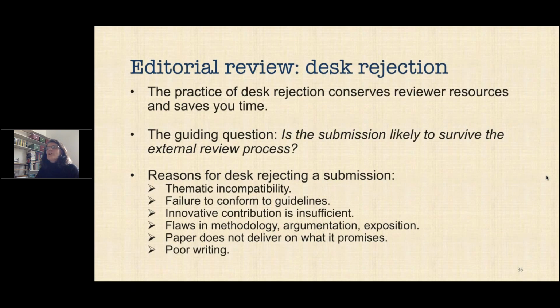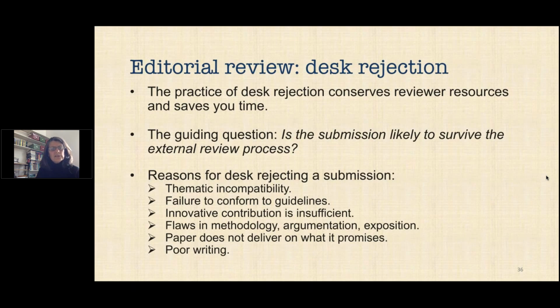So why do we desk reject papers in this way? Well, for two reasons. It saves everybody's time. It saves you time. You don't want to be waiting for 3 or 4 months to hear that your paper wasn't suitable. So we really do try and get you that decision within a couple of weeks, as soon as possible. And the other thing is that desk rejection conserves reviewer resources. That's important as well.